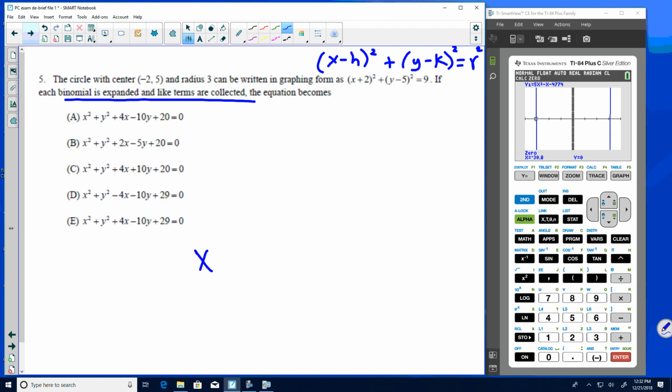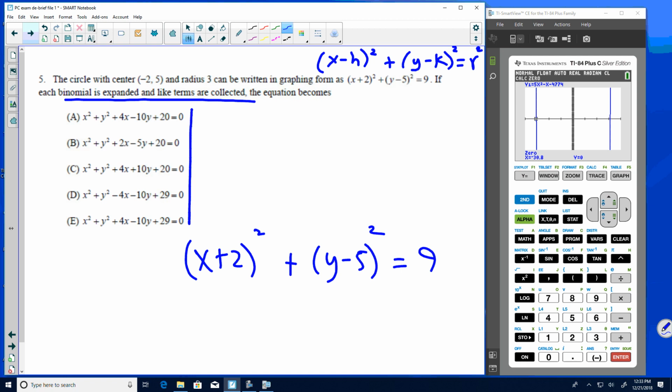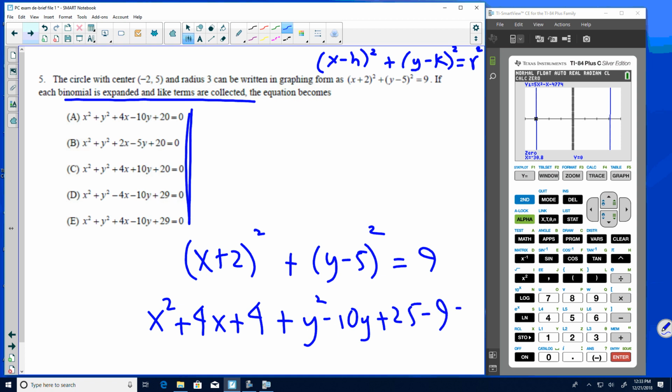We're going to take x plus 2, and expand that. We're going to take y minus 5 and expand that. And then collect like terms. Notice the right side of all these choices is 0. So the 9 is going to have to come to the left, where we have x squared plus 4x plus 4 plus y squared minus 10y plus 25 less 9 is 0.